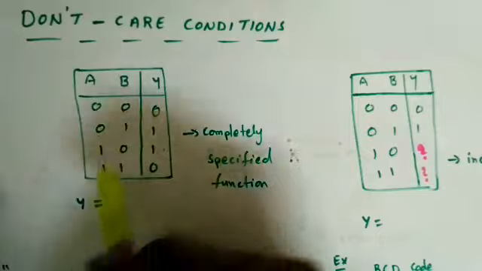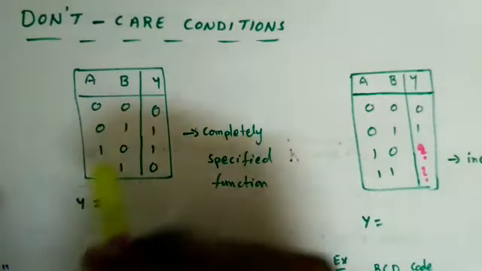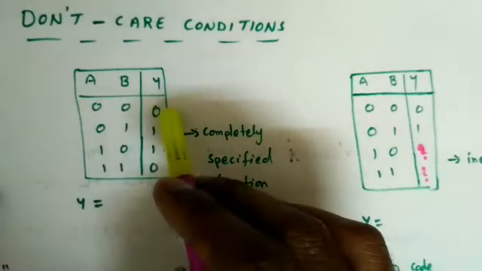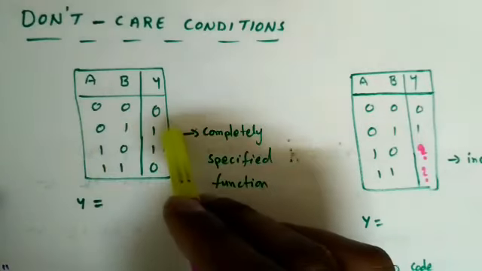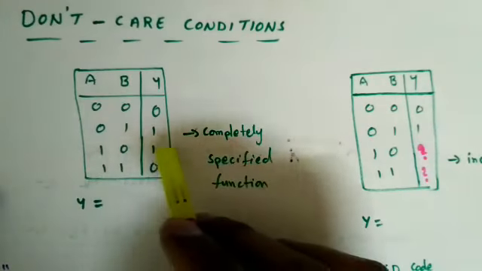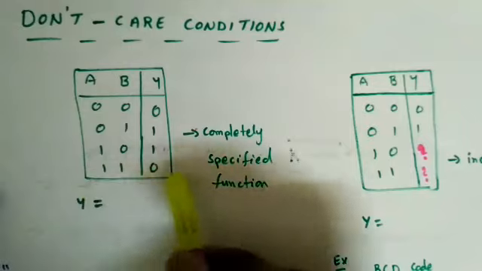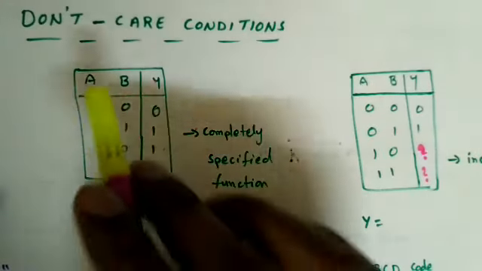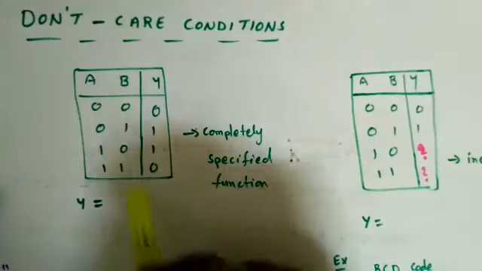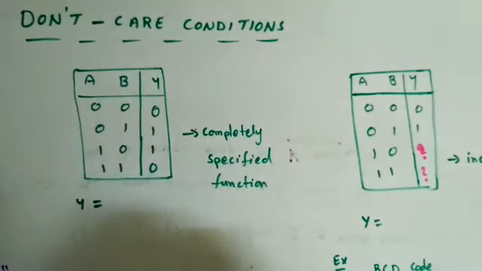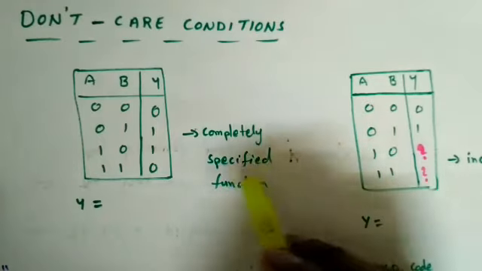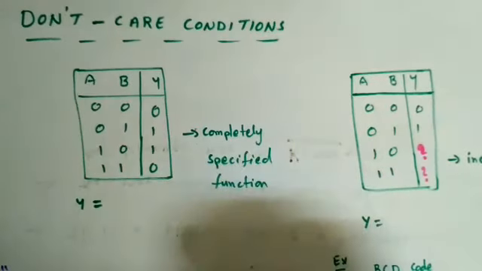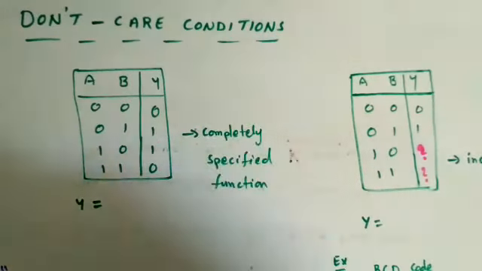for all min terms, we know the function value. For this input combination, the function value is 0. For the next input combination, the function value is 1. The next is 1. The last combination is 0. That means we know the complete information about the Boolean function, or we can say the system. That is why we call this a completely specified function or completely specified system.